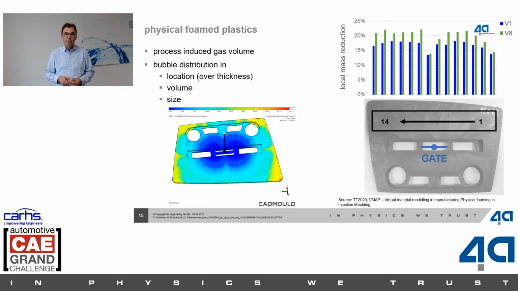So here we have a physically foamed plastic part, and as you can see, through this process we get a distribution of bubbles in location, over the thickness, in volume and in size, which means we can have a mass reduction, which is what we want for a lightweight product. But this mass reduction is a local situation coming from the process, and this will also affect our mechanical behavior.